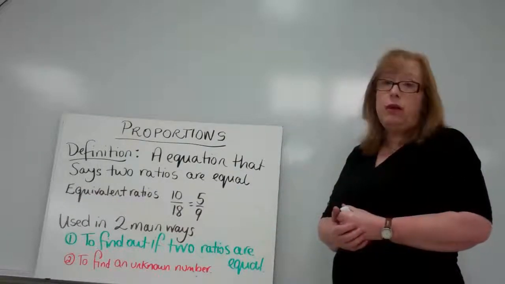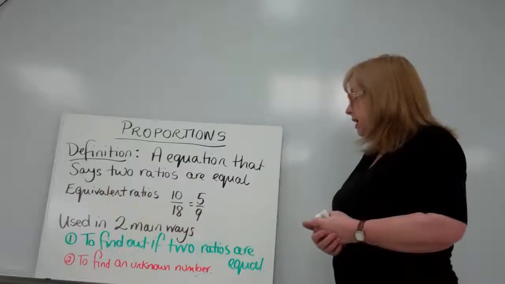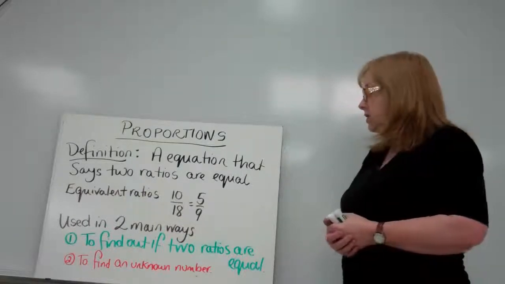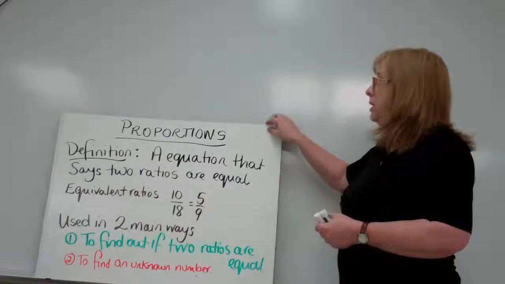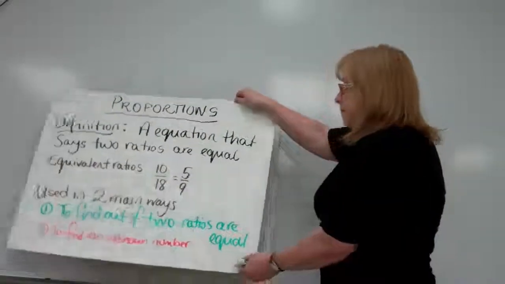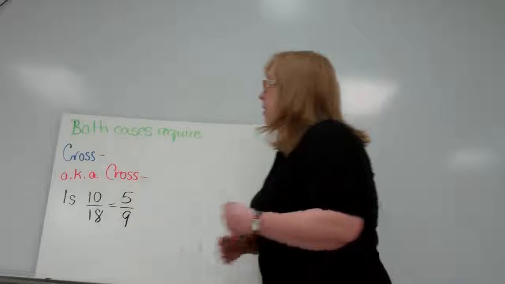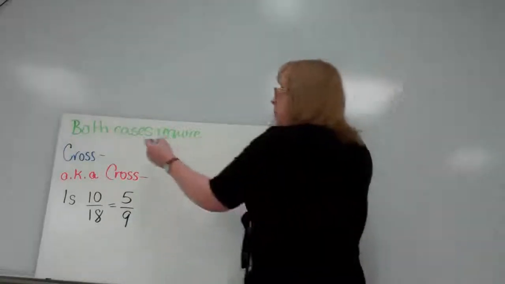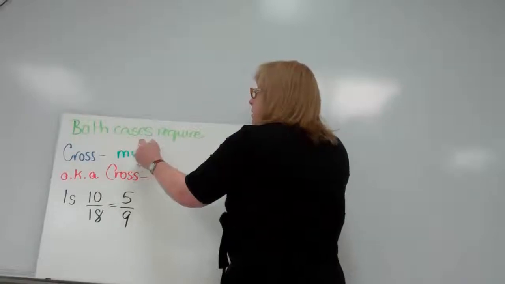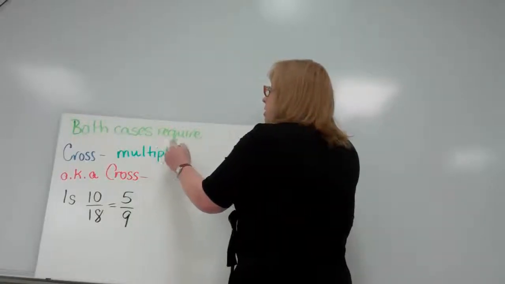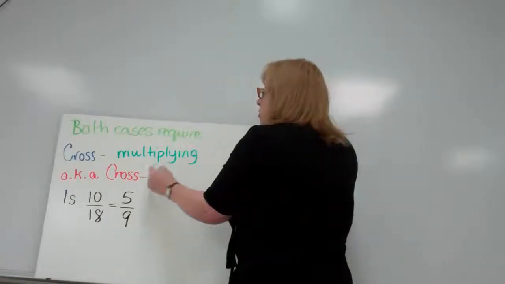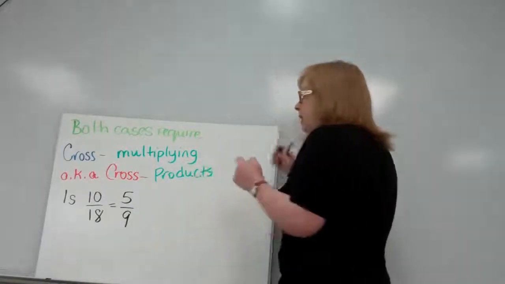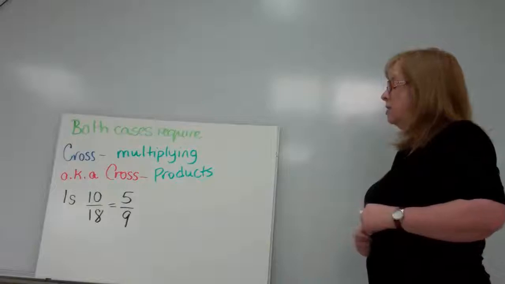Proportions are used in two main ways. The first way is to find out if two ratios are equal, and the second way is to find an unknown number in the proportion. Both of these cases require cross multiplying, and this is often known as cross products in some of the textbooks. Alright, so this is how we do this.